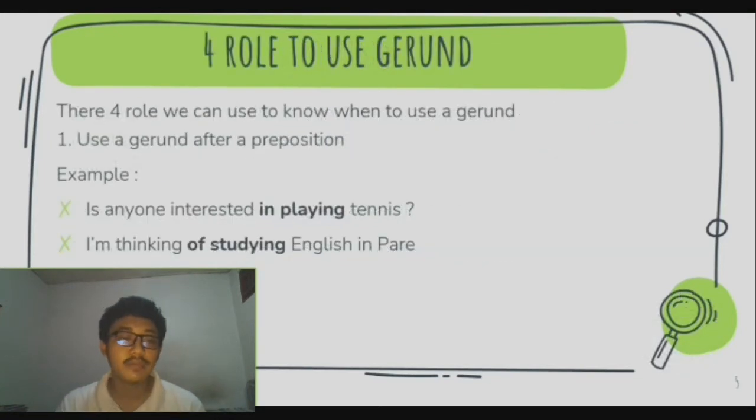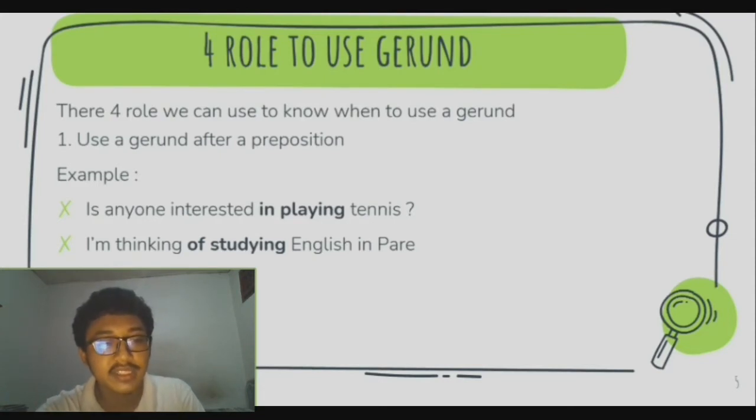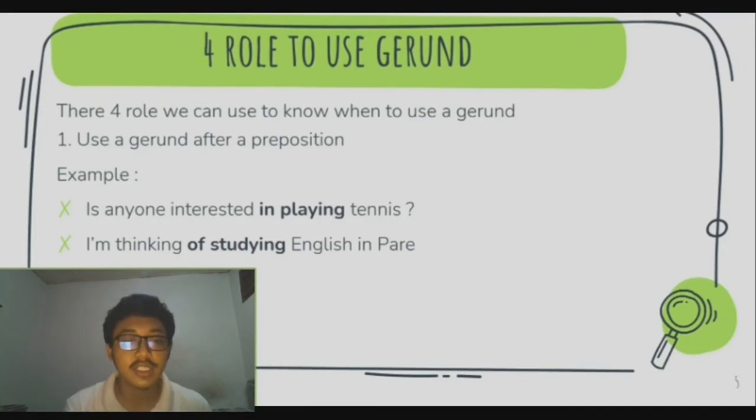Next up, there are 4 ways to use a gerund. The first is to use a gerund after a preposition. For example, is anyone interested in playing tennis? And I'm thinking of studying English in Pare. Here, in "is anyone interested in playing tennis", playing is the gerund, while in "I'm thinking of studying English in Pare", studying is the gerund.